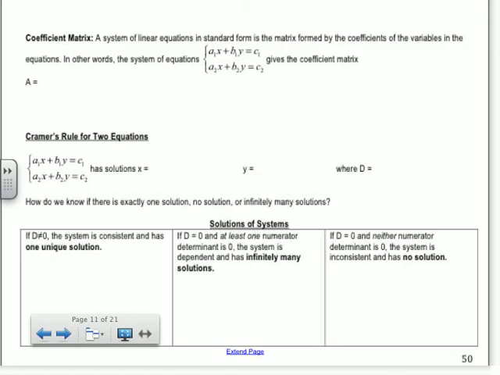Okay. The coefficient matrix of a system of linear equations in standard form is, when you have a system of equations, the matrix formed by the coefficients of the variables. So if we had 2 equations with x and y in them, it's just the numbers in front of x and y. So the coefficient matrix in this case would be A1, B1, A2, B2. So just the numbers in front of x and y.